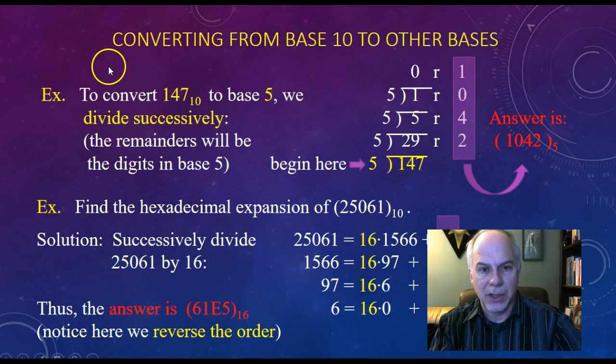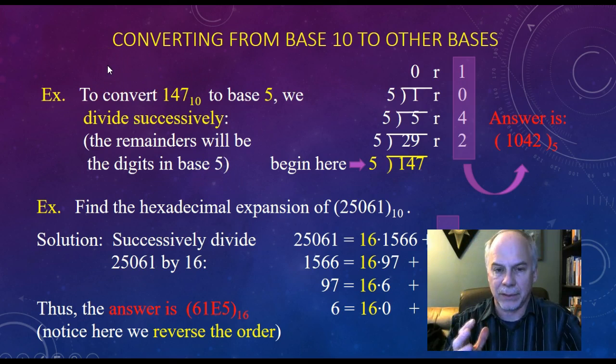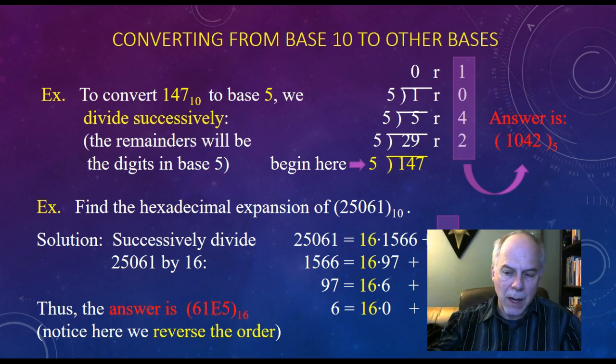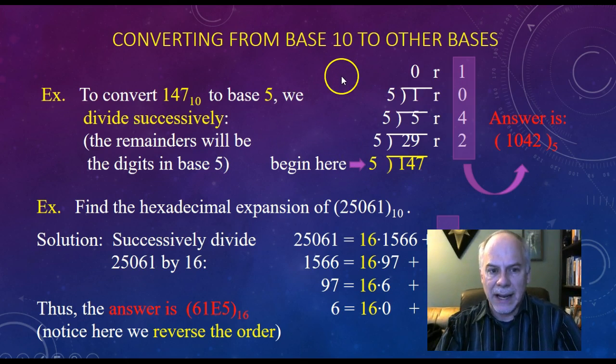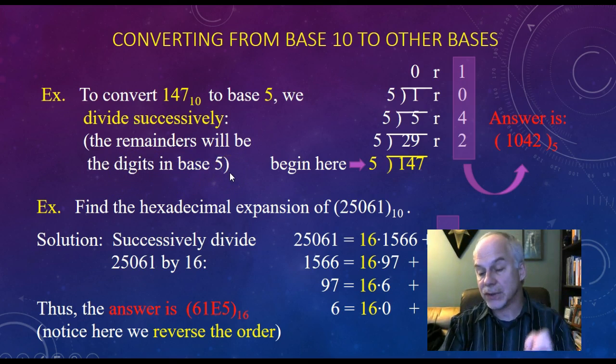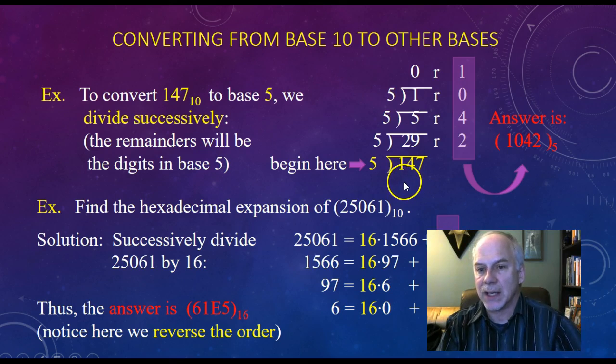Now, there is a way to convert a base 10 number, like we're used to, into other bases, because we know how to divide. And so this is an algorithm that will show us how to go from a base 10 number to another base. So here's an example. To convert 147 base 10 to base 5, we would divide successively, one after another. The remainders will be our digits in the base 5 representation, okay?